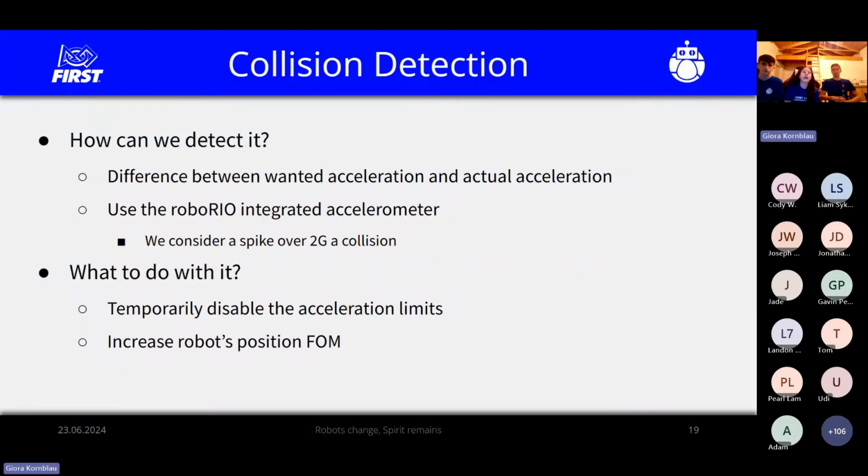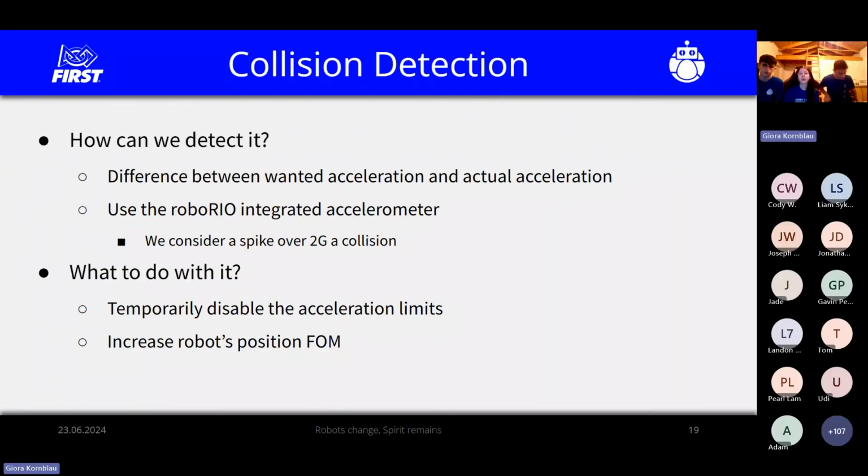So another thing we have is collision detection, which also affects our pose. How do we detect it? When we collide into something, there will be a very big difference between our wanted acceleration, which has its limits, and we know what it is, and our actual acceleration, because when we collide into something, we just stop and we do not continue our wanted movement.